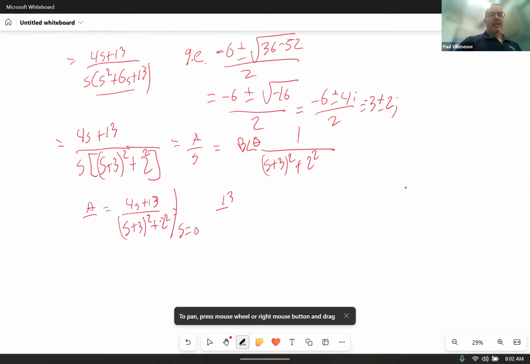So we have 13 over 3 squared plus 2 squared. 3 squared is 9, plus 2 squared is 4. 13 over 13, which is equal to 1.